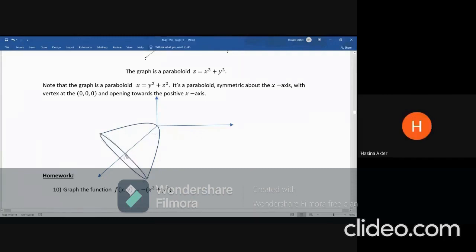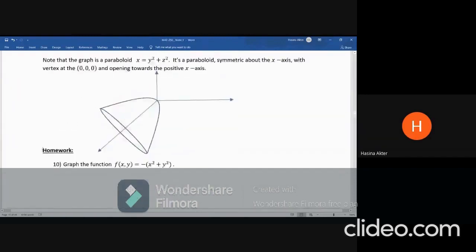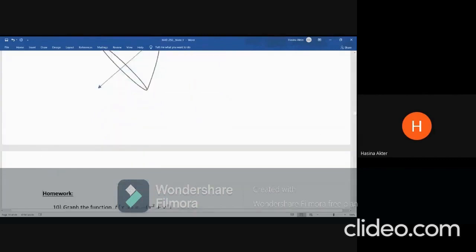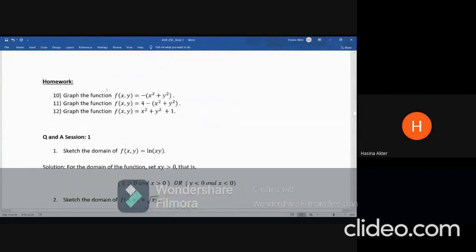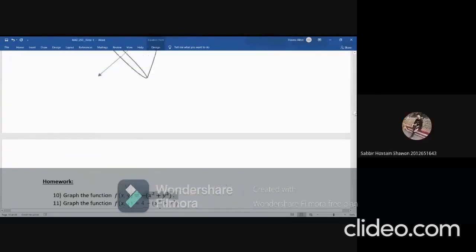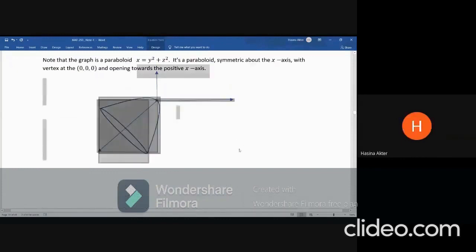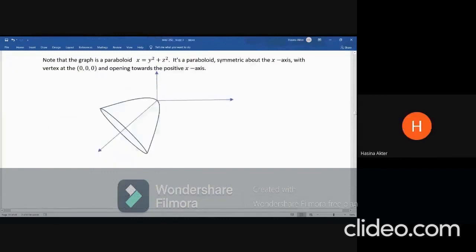So class, next thing is that, let's try to see the transformation of this paraboloid. So homework portion that you are supposed to graph at home. Here you go. This one is something. Do I have to tell you what we have here? No, ma'am. So if you copy that one, hopefully I will be able to copy.